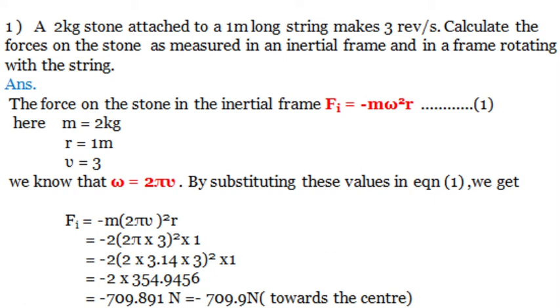So I got minus 2 into 354.9456, which is minus 709.891 Newton. It can be rounded as minus 709.9 Newton. So the final expression has a negative sign which denotes that the force is acting towards the center.